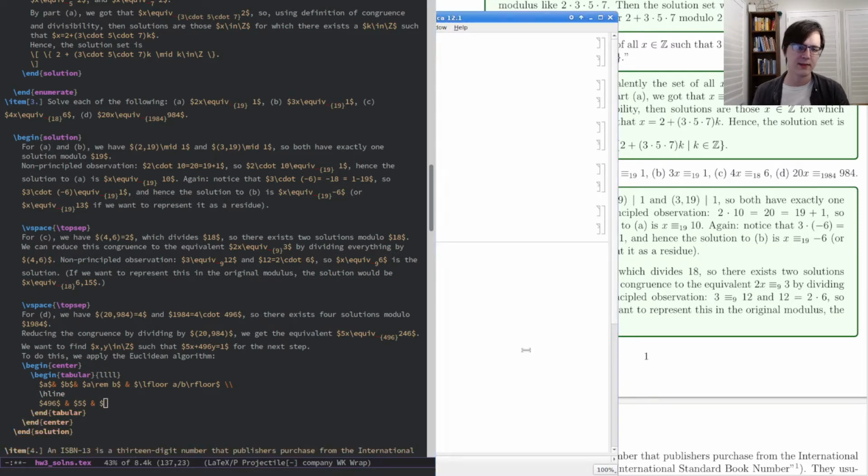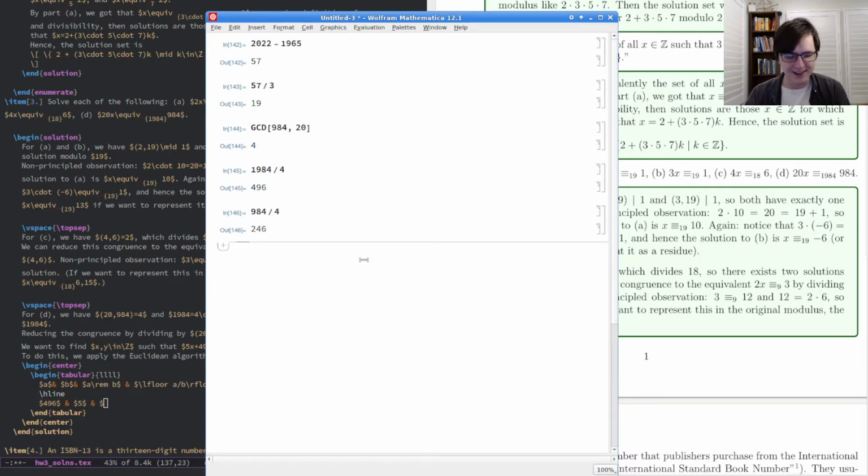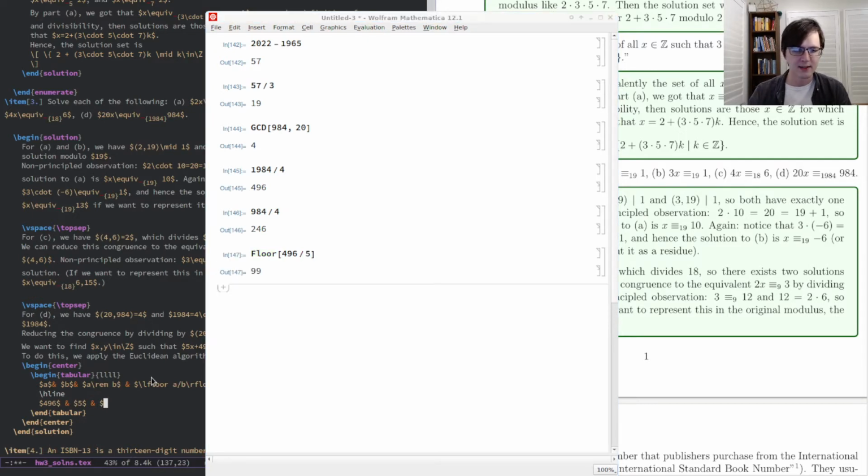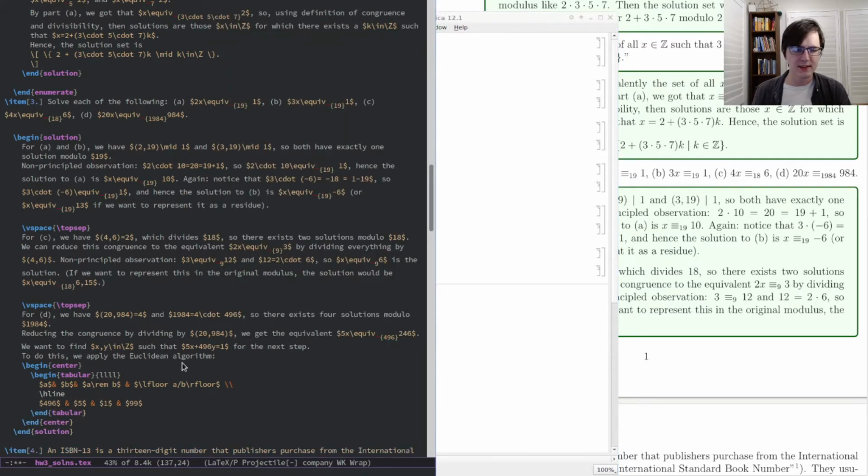I'm not going to do the arithmetic. Is divmod a thing? A lot of languages have a divmod operator that gives you both the division and the remainder simultaneously. So 496 over 5 is 99. But we also want the mod. That's 1. Okay, this was pointless, but let's look at how it looked.